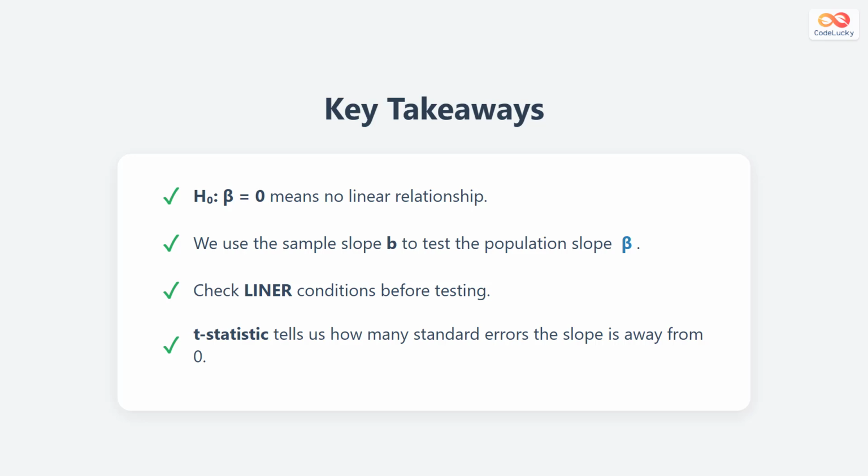To summarize, testing H0 where beta equals 0 is how we formally check for a linear relationship. We rely on the sample slope, b, to infer truths about the population slope beta. Always check your LINER assumptions first, calculate the t-statistic, and use the p-value to draw your final conclusion.